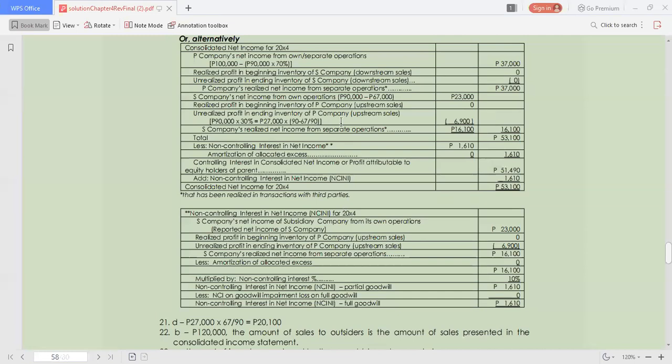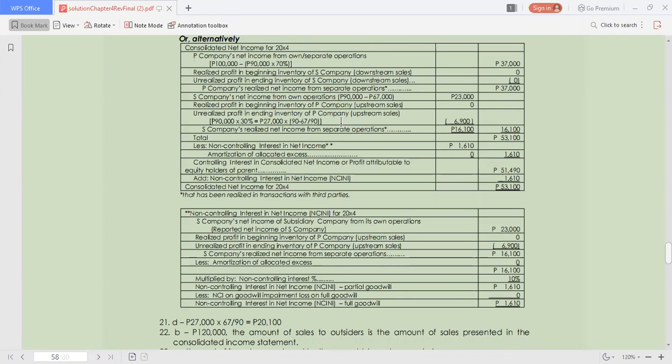Okay, so in number 21, what inventory balance will be reported by the consolidated entity? So the inventory balance now is 27,000, and we multiply by 67 over 90. So that gives us 20,100. The inventory balance that will be reported by the consolidated entity.